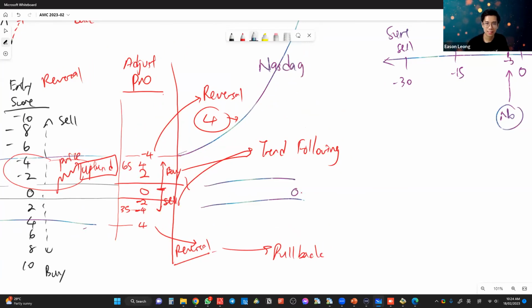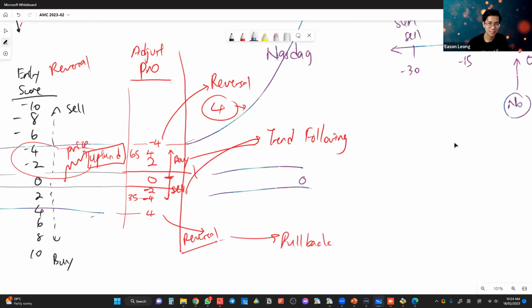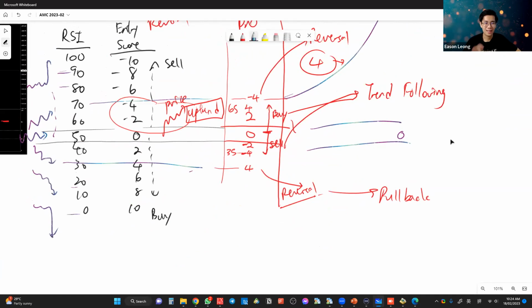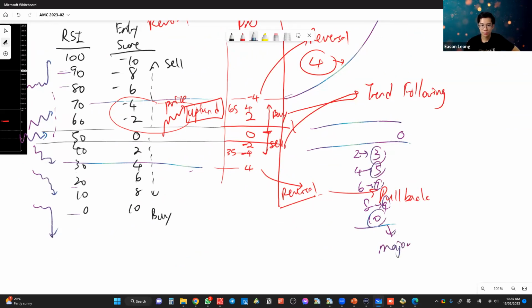Everything the same, at center 0. Just that for Nasdaq, you know, the US government prints money like crazy. You add a bit of scoring. So here instead of 2, you up it to 3. 4, you up to 5. Then so on and so forth. 6, you up to 7. 8, you up directly to 9, then 10. You increase the scoring a bit on the major uptrend market. This is what you can do.